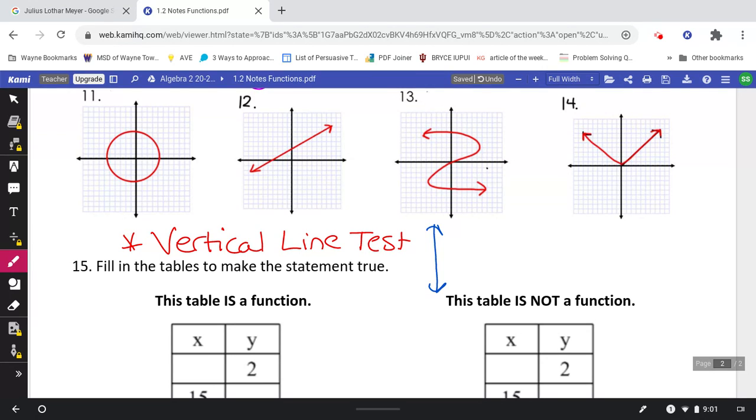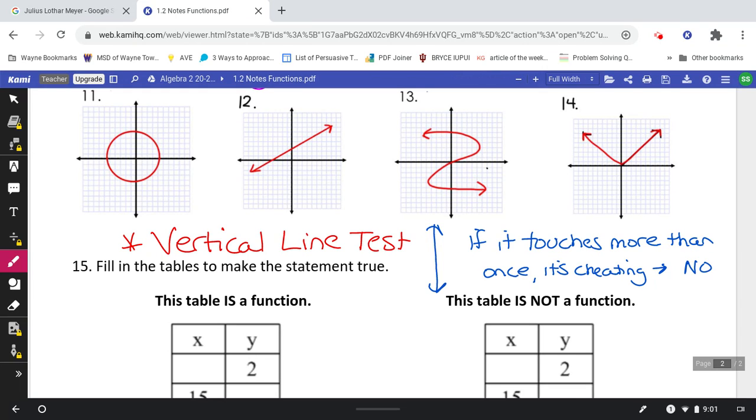We're going to draw a vertical line anywhere you want through the graph. And if the vertical line touches the graph more than once, it's cheating, and therefore, no, it's not a function. So if there's anywhere that you can draw a vertical line straight up and down, and your vertical line touches the graph more than once, it's cheating, it's a no.